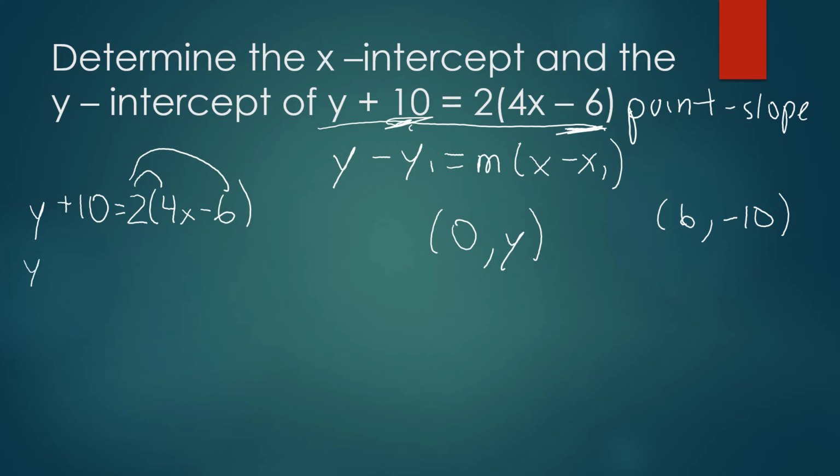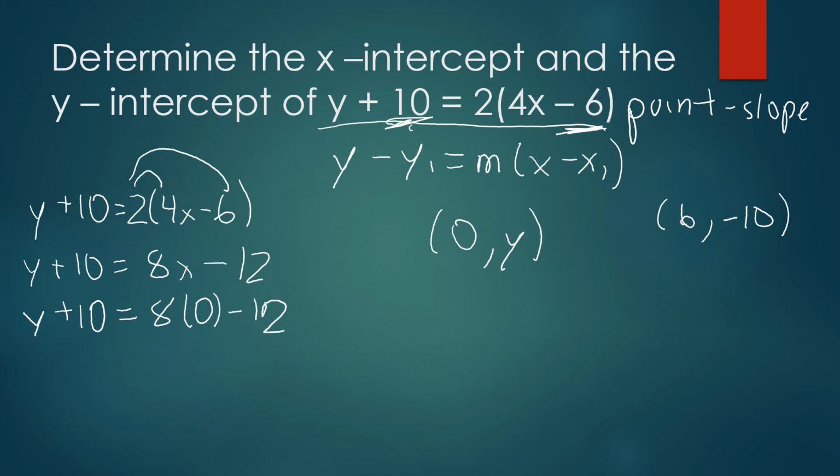So I'm going to drop this down because we don't do anything on the left side. So 2 times 4 gives me 8x. 2 times negative 6 gives me negative 12. Now that this is simplified, I'm going to substitute my 0 into my x. So y plus 10 is equal to 8 times 0 minus 12. And again, 8 times 0 gives me 0, so I'm not going to worry about it. I'm going to drop everything else that's left over.